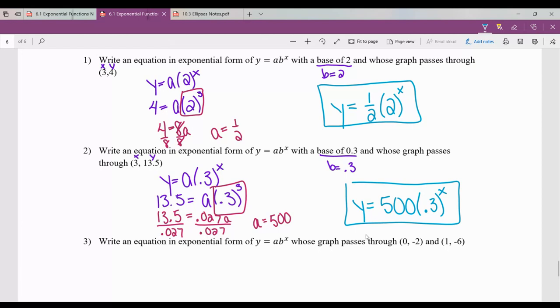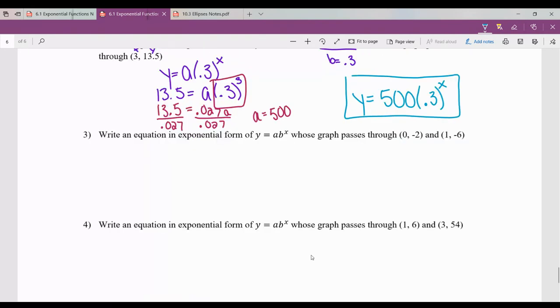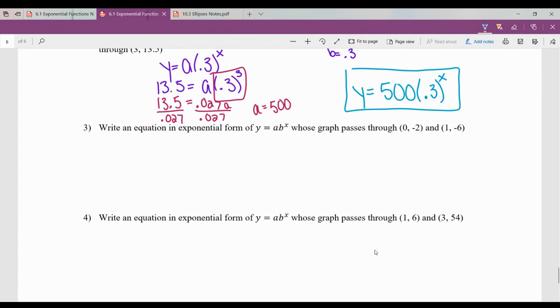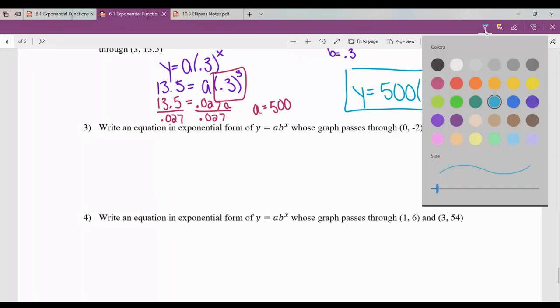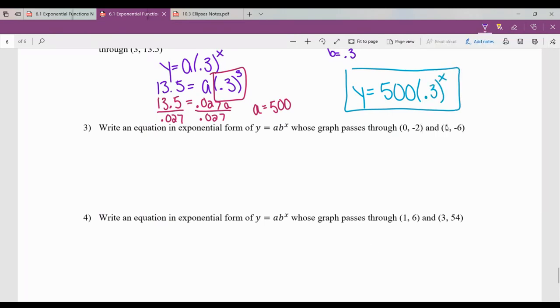Okay. So now it's a little bit different for number 3 because I'm scanning ahead and I don't see a base written anywhere. So I'm going to have to approach number 3, and it looks like number 4, a little differently than I did for 1 and 2 because I'm not given a base. So I'm only given 2 points. So I'm going to start out with the 0, 1, x and y, and I'm going to fill that into my equation because I don't know a or b.